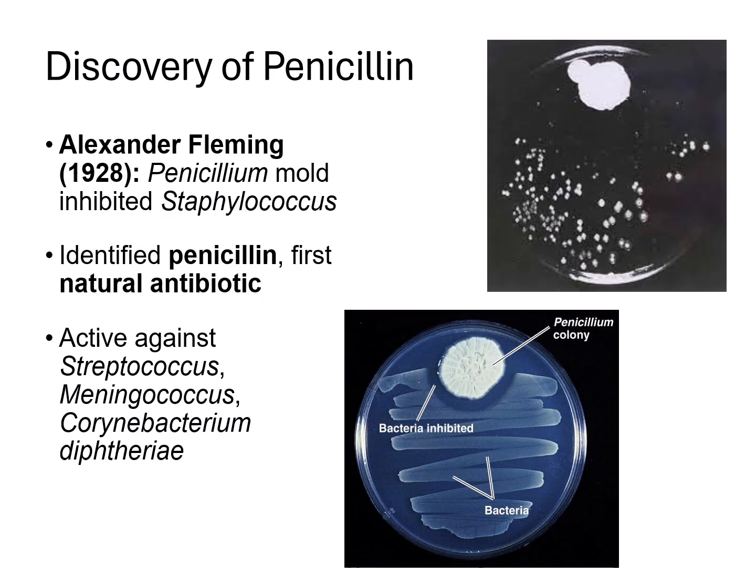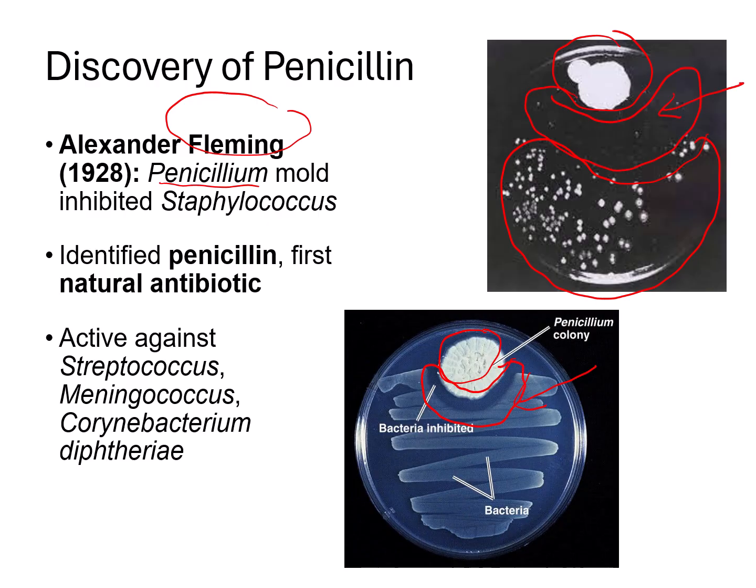A few years before that discovery of Prontosil, Alexander Fleming noticed a contaminating mold, which I can see here and here, called Penicillium notatum, that inhibited Staphylococcus growth. Here I can see some Staphylococci bacteria as well. And you can see the region between the mold and the bacterium. There is a clear region where there are few or no bacterial colonies. So Penicillium inhibited Staphylococcus growth.